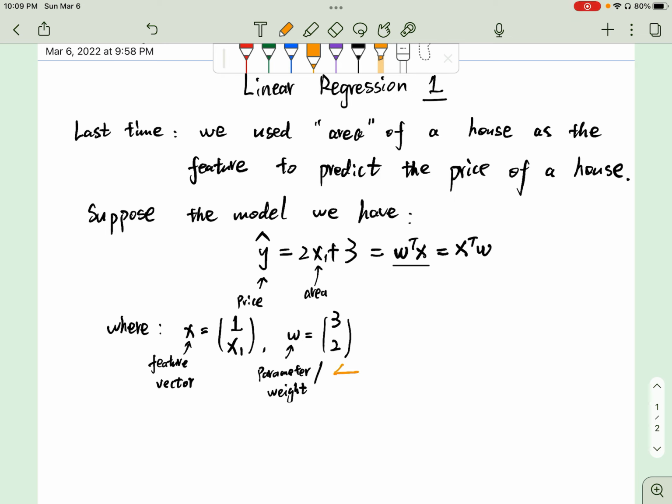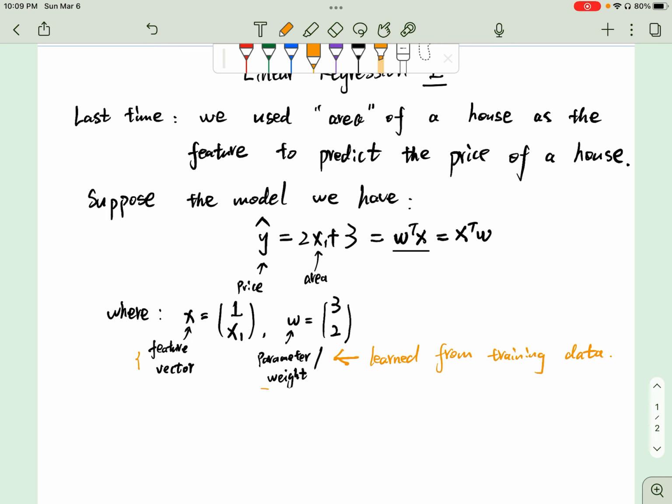So this one, parameters, is learned from training data. From training data, so this feature vector is given. So we have data, that means we know the feature vector of those data, but the parameters are what we don't know. We don't know how to fit the data. So these parameters are learned from the training data.